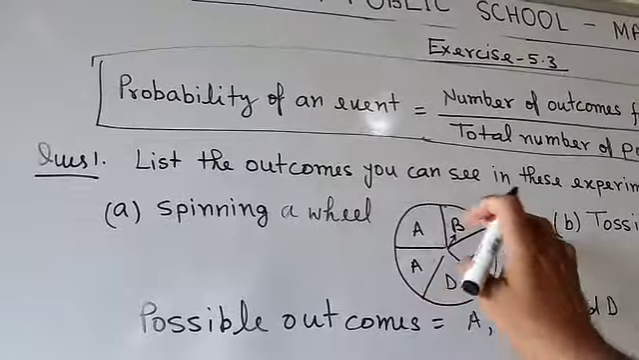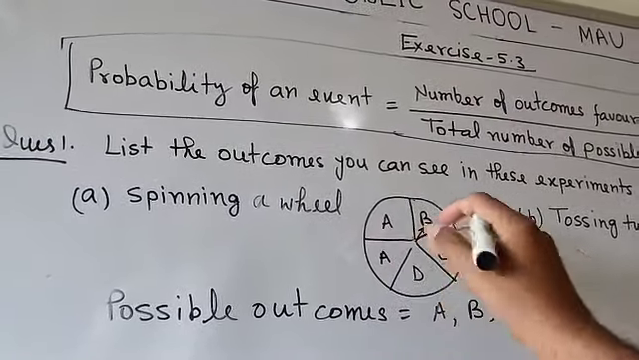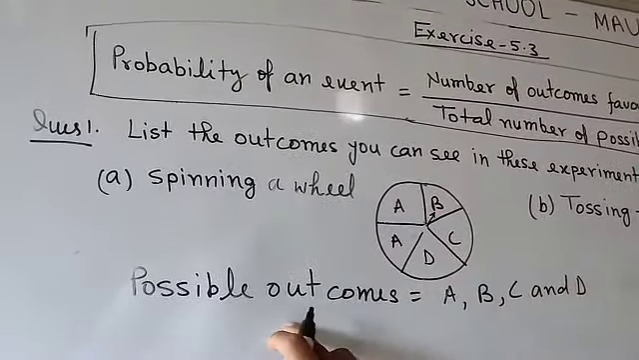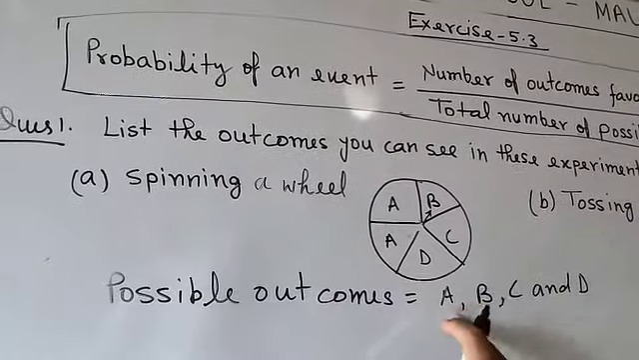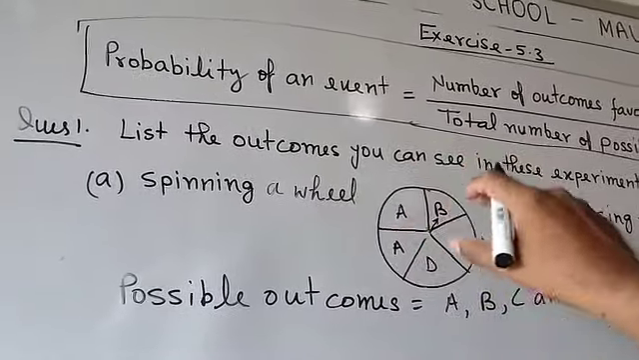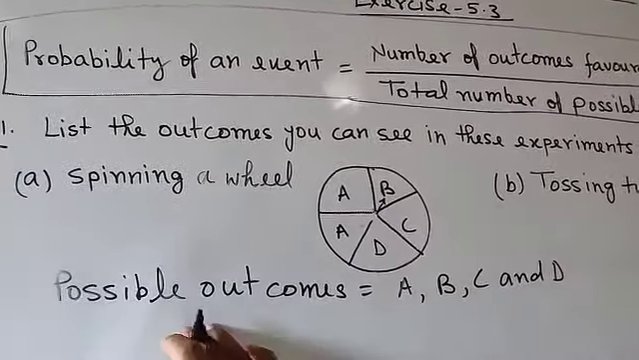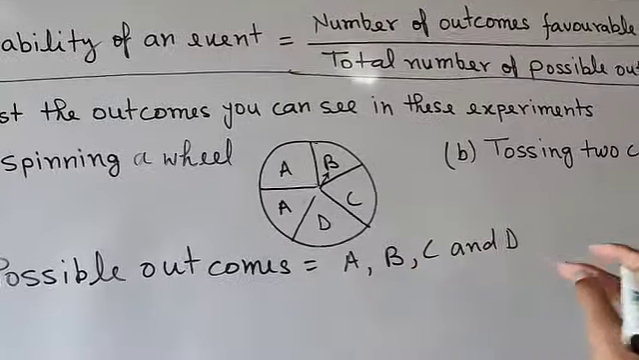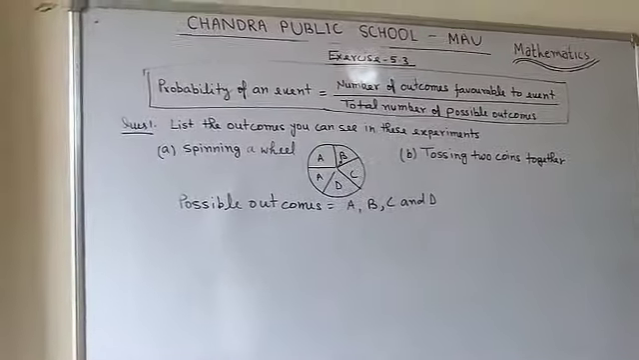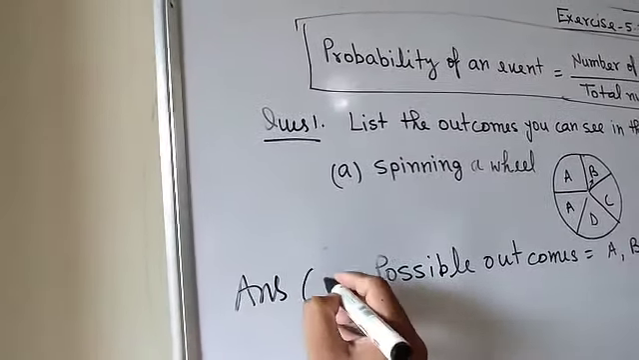Here you take 1, 2, 3, 4, 5. You will count this as 5 in terms of number. The total number of outcomes is 5, but the possible outcomes are only 4: A, B, C and D. Here A is coming 2 times, so that will be counted as 2 in the number of outcomes, which will be 5. And the possible outcomes are A, B, C and D. So these are the possible outcomes in the A part. It is the answer of the A part.